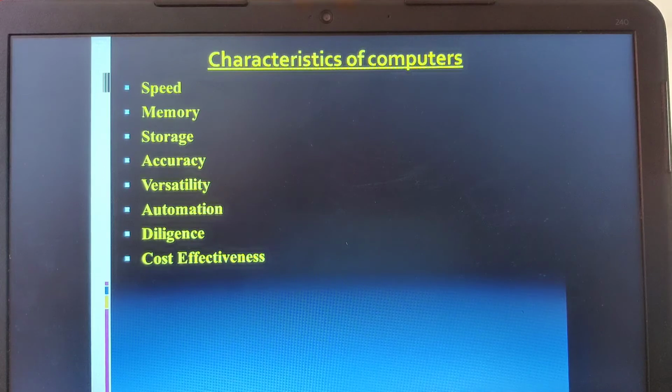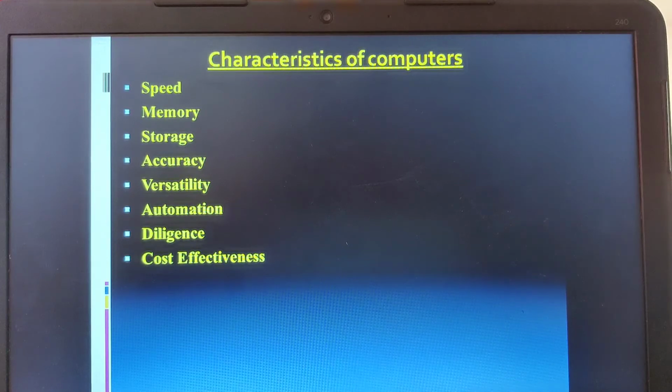I hope you are able to understand. So this memory will allow the computer to store the data temporarily, whereas the storage unit will allow the computer to store the data in the secondary storage devices permanently. I hope you are able to understand.